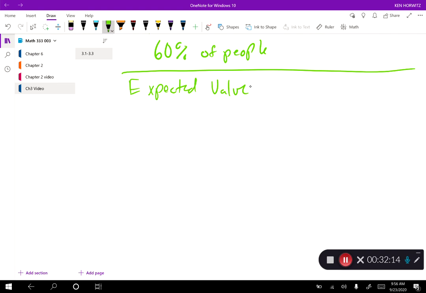All right, expected value is another way to say the mean. So we could say the mean equals the expected value, and the formula for that is x times p of x. So the sigma is always sum of.